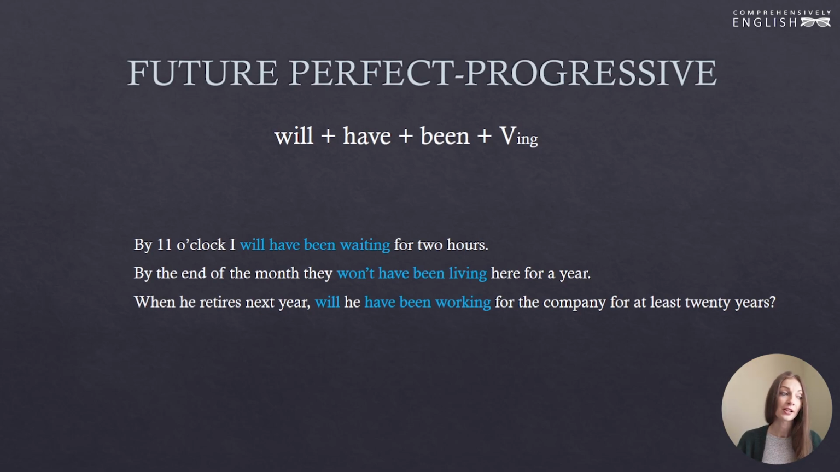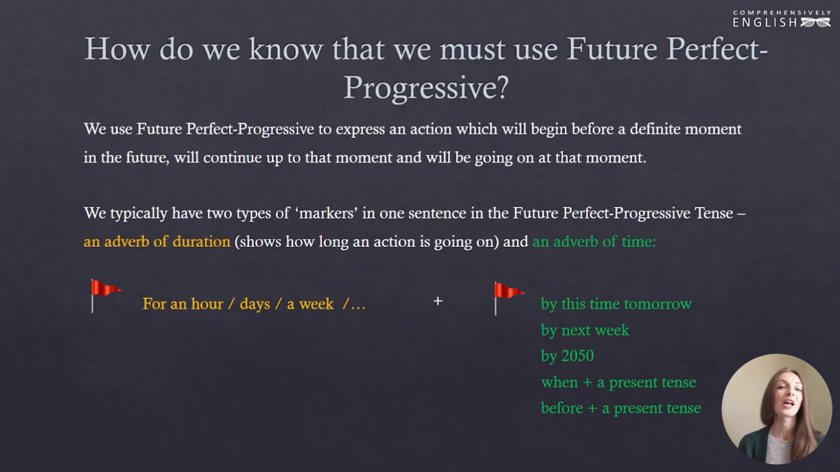And when he retires next year, will he have been working for the company for at least 20 years? When do we use the future perfect progressive? We use it to express an action which will begin before a definite moment in the future, will continue up to that moment, and will be going on at that moment. That's why we typically have 2 markers in the future perfect continuous: one that expresses duration and another one that specifies a moment in time.